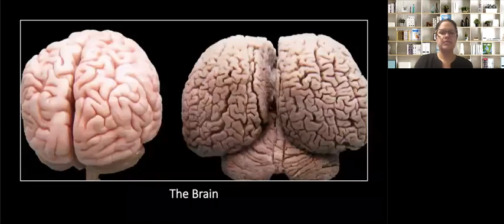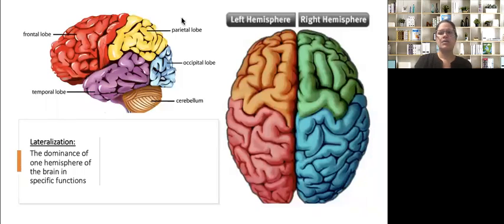Okay, so now we're going to move on to the brain, its various parts, and their functions. The brain is divided into two main hemispheres, the left and the right hemisphere. These are symmetrical halves that control the side of the body that is opposite of the location of the brain. So, in other words, the left hemisphere controls the right side of the body, and the right hemisphere controls the left side of the body. Okay, so they control opposite sides.